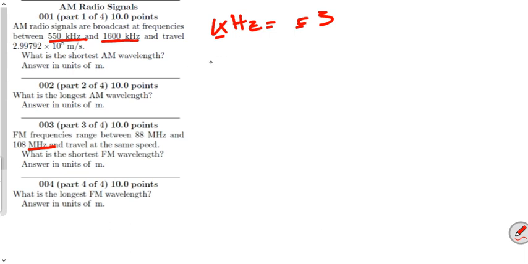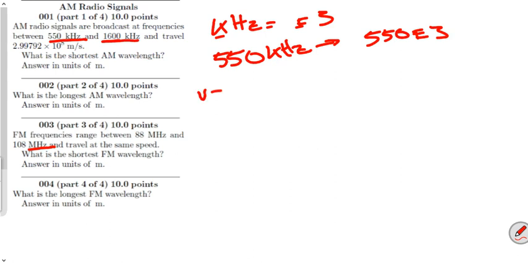So if you have to do 550 kilohertz, you're really going to have 550 E3 hertz. Okay? So all of these is just using v equals f lambda. And they're all going to be looking for wavelength, lambda. So all of these will use a formula basically that lambda will be equal to velocity divided by frequency.